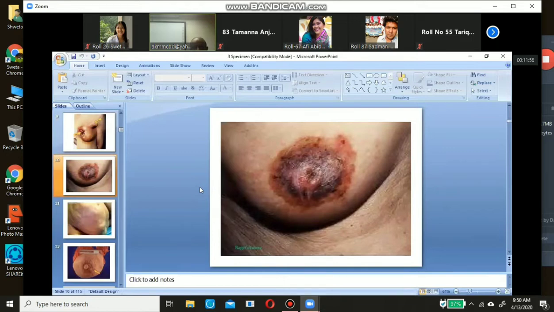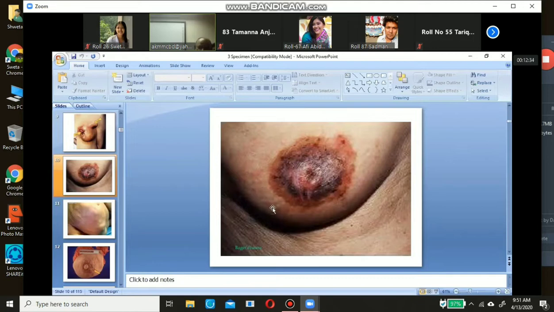Okay, look at this picture. Obviously, this is a breast because there is areola, there is nipple. And what are the findings? The nipple is retracted, indrawn, and there is superficial deformation in the areola and skin. There is peau d'orange in this area.